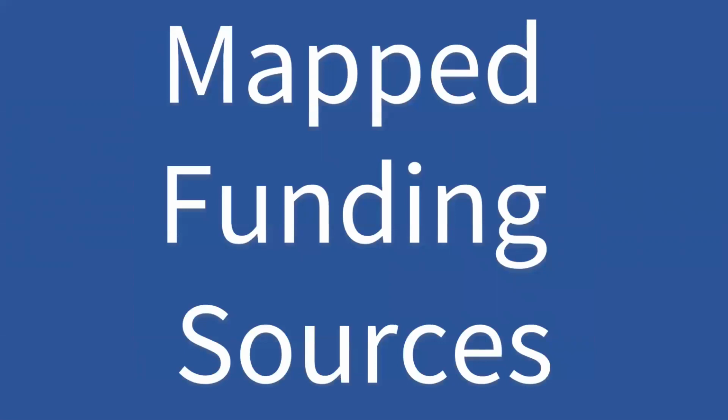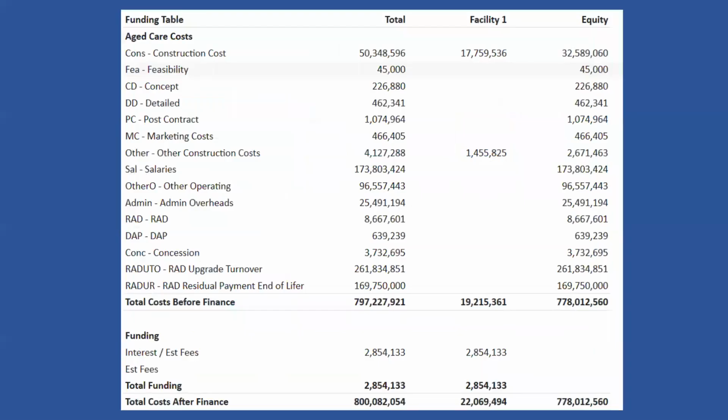Mapped funding sources is that bit that I was talking about before, where you can say, okay, we need to spend $1 million, $10 million, $100 million. How are we going to fund it? And in this summary, you can see that it's a big investment in the sense that it's an aged care, goes over 50 years, but the initial construction, $17 million of the 50 is being funded by debt. And that is all automatically calculated with the interest calculated as well. You can see from the funding table down below.